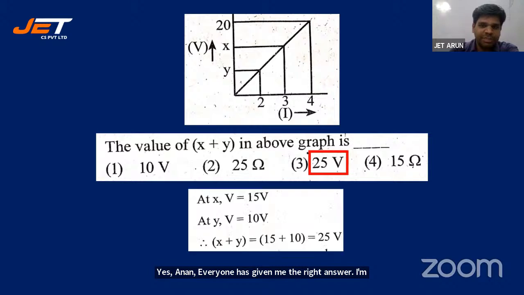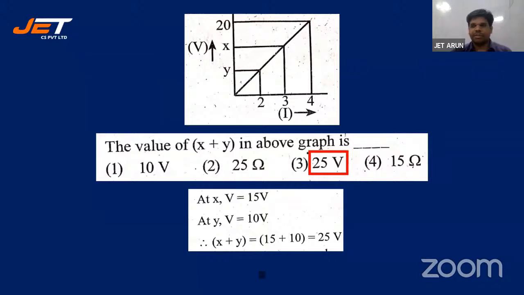Let's look at the solution. At x, V is equal to 15 volts. At y, V is equal to 10 volts. X plus y is 15 plus 10, which is 25 volts. All right, this, I felt, is a good question. Let's go for the next one.